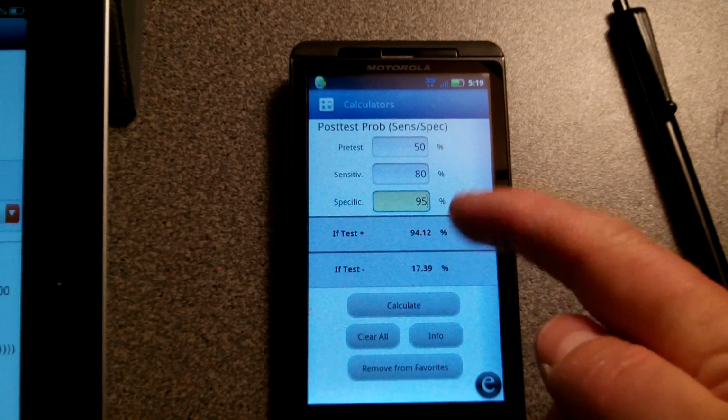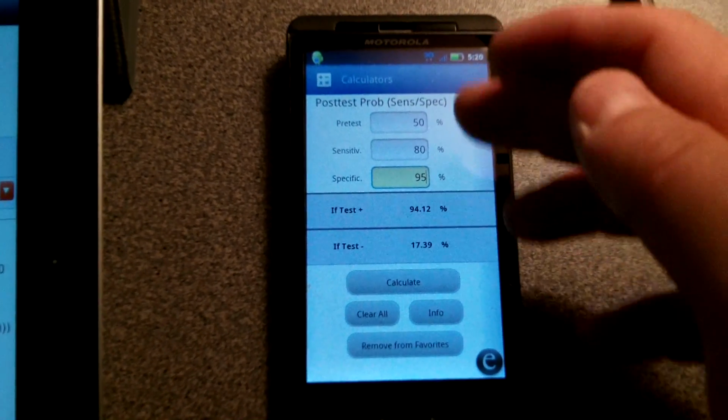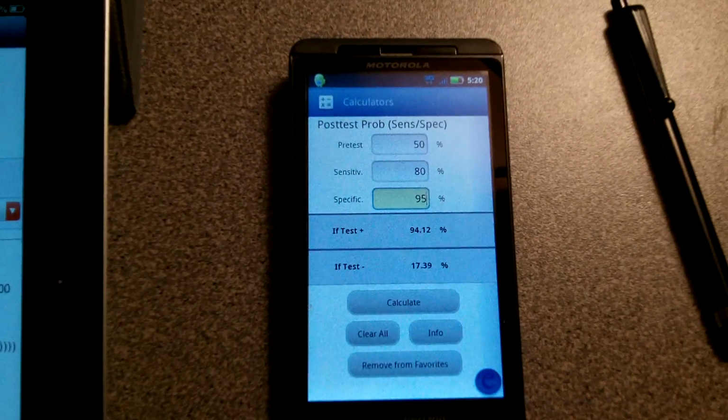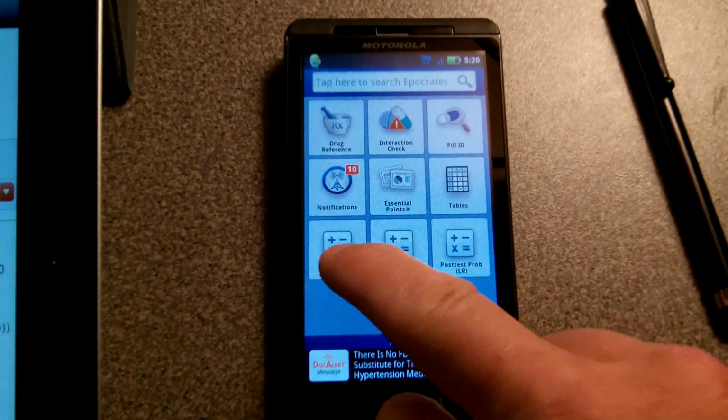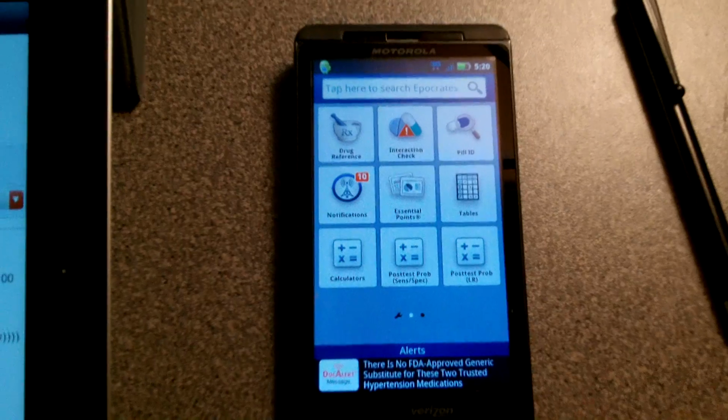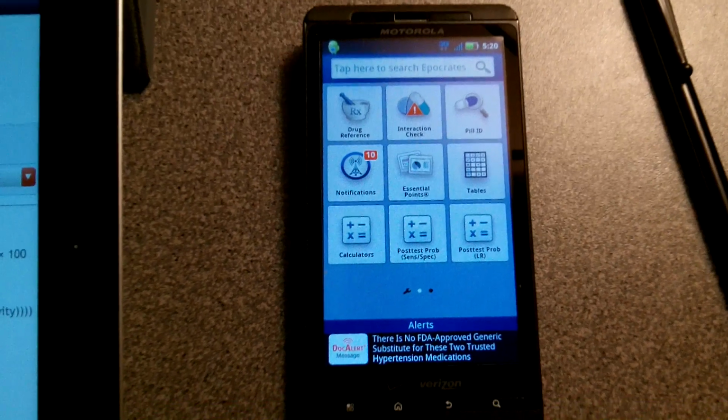A nice thing about Epocrates is it's free, and you can also add these as your favorites, and they will open up on your opening page in Epocrates when you use it. In addition, Epocrates is a very nice drug database.